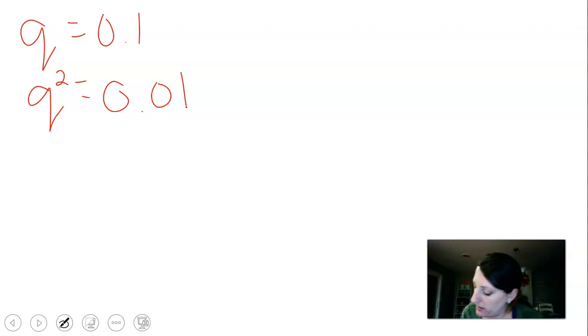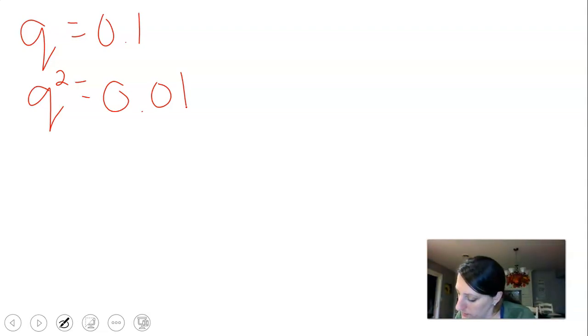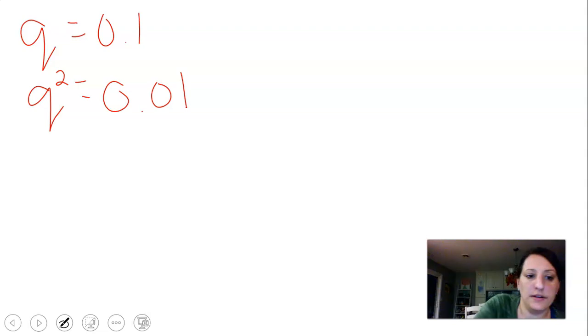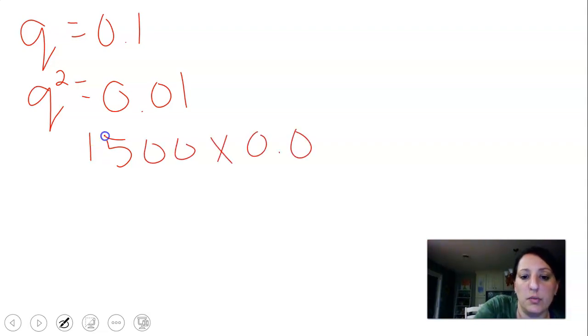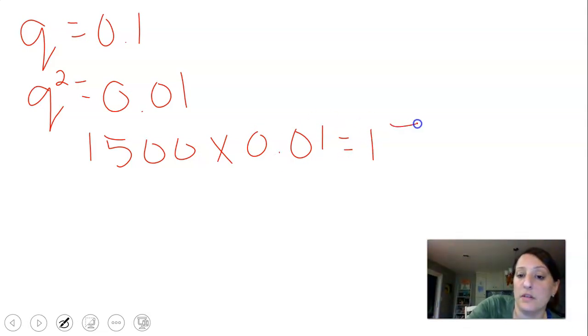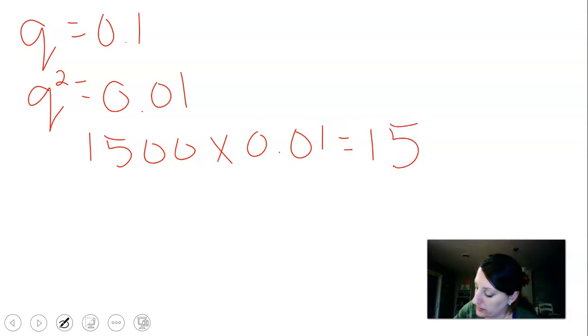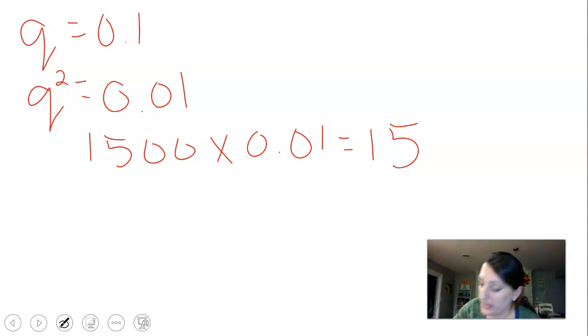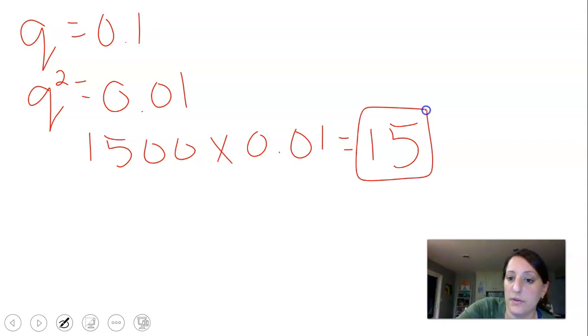Now, how many individuals are there? 1,500. We want to know how many out of that 1,500 are homozygous recessive. So that's 1,500 times 0.01, and that gives us 15. That is the answer to 4B: there are 15 individuals that have blue eyes. So that's that part.